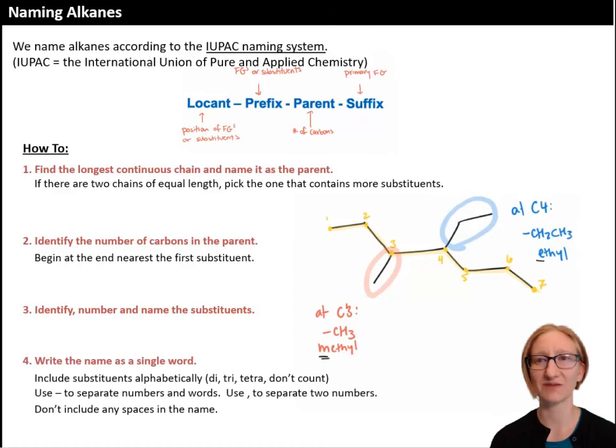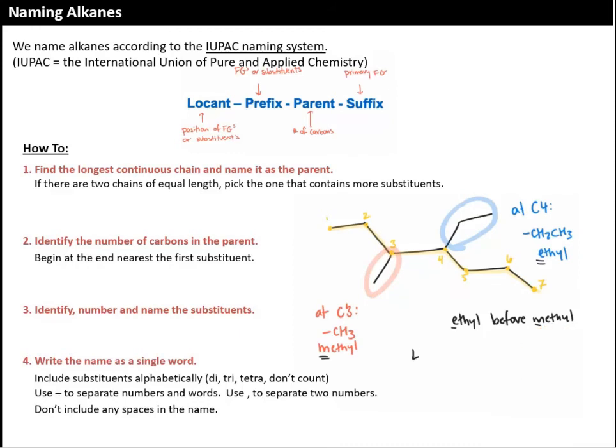Lastly, we name the compound as a single word without spaces. If we have more than one substituent, we include them alphabetically. We use hyphens to separate numbers and words, and commas to separate 2 numbers. So for our structure here, ethyl will come before methyl because E comes before M alphabetically. So the name will be 4-ethyl 3-methyl heptane. Again, note that there are no spaces, and we use hyphens to separate the numbers and words.